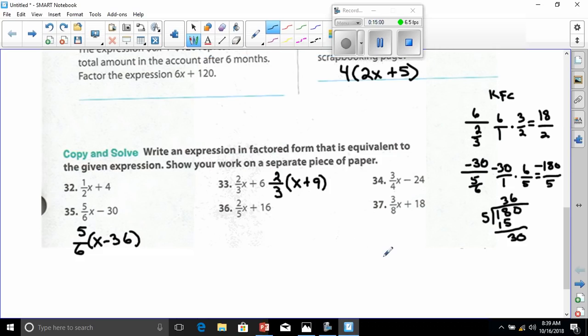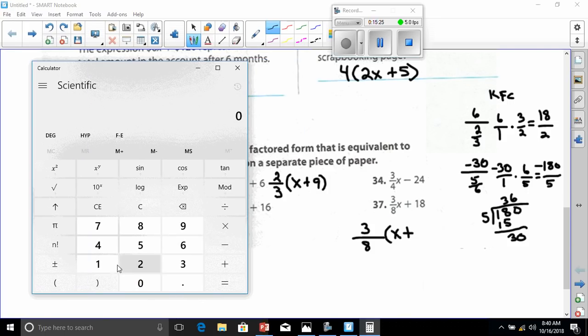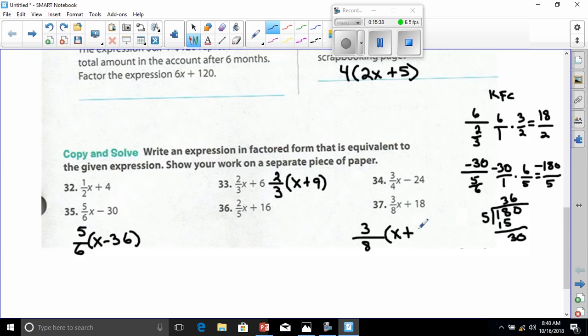All right, last one, we're going to do the number 37. 37 says I've got 8x plus 18. So we'll take 3/8, put it in front. We're going to multiply it by x. And we're going to add it to, well, let's see, 8 times 18 divided by 3. 18 times 8 divided by 3 will give us 48. So our answer is 3/8 times x plus 48.